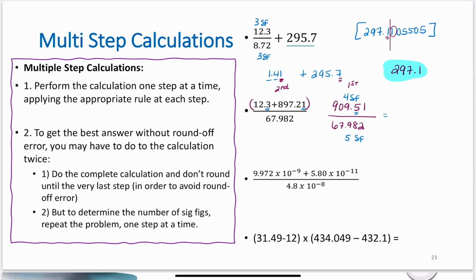So now when I calculate this out and I get 13.3786885, I know my final answer can only have 4 sig figs. 1, 2, 3, 4. I'm going to drop the 8 right there, and I'm going to round this up to 13.38.